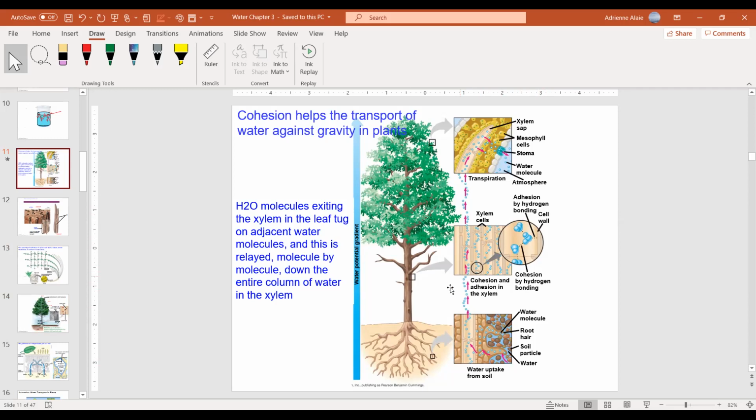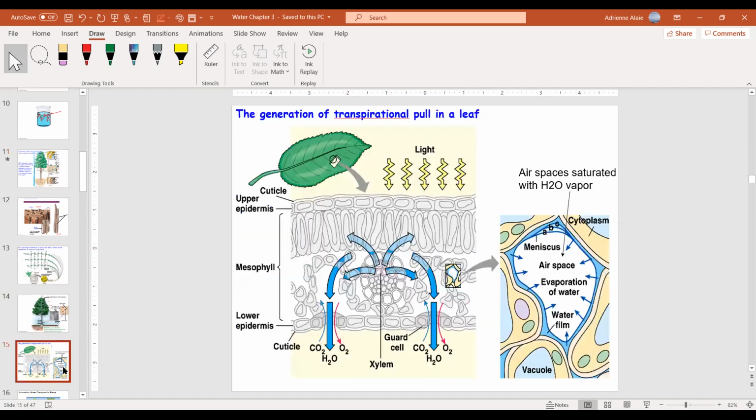So we have to start at the top though. This is how we can see how they can form a continuous column, right? Because all the water molecules are clinging to one another and clinging to the walls. But that's not the way that they get up. That's how they form a continuous column of water. But how do they get up? And we have to sort of start at the top.